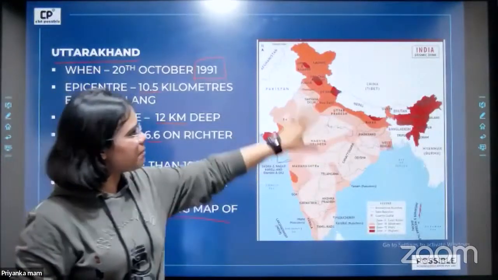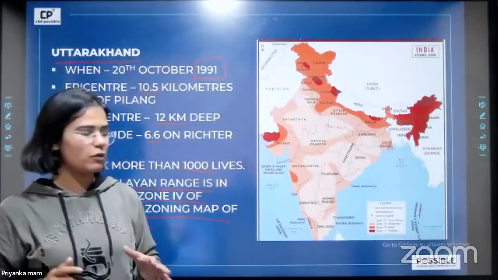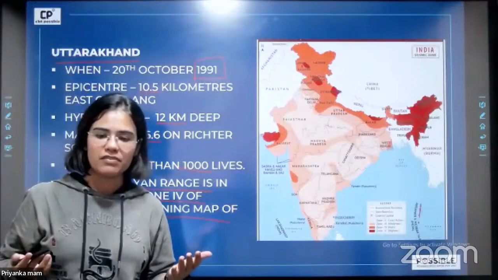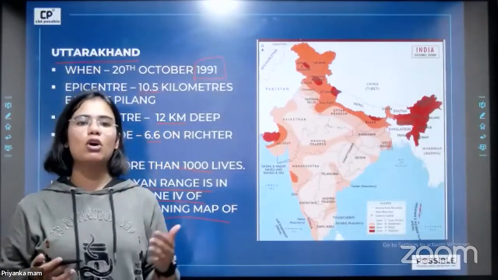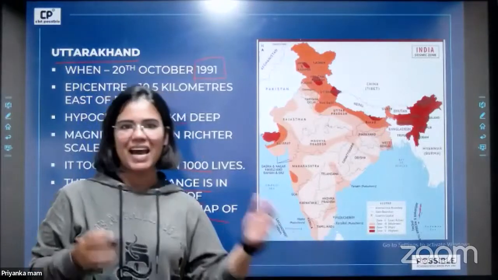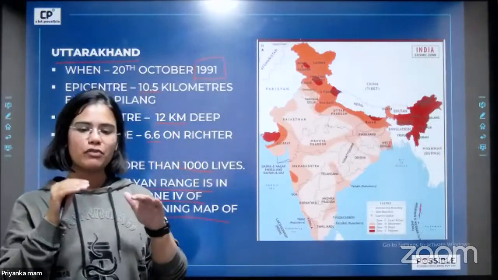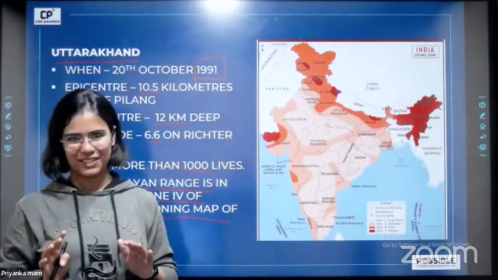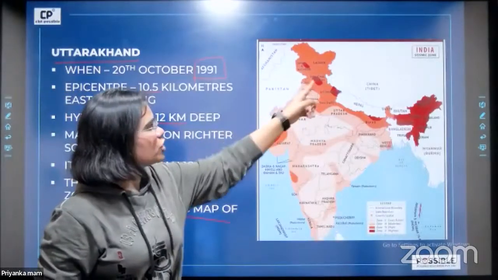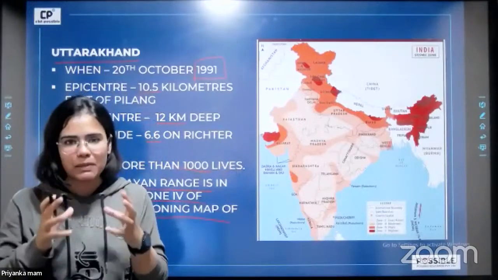So if you look at the map of India, this is the current map of India. We've divided India into many, many zones. How have we divided it? We've divided it because of the fact that we've seen a lot of earthquakes that have happened in the past, and we have a little bit of an idea as to the interior of the earth. So hence, if you look at this very, very dark portion. This is considered to be extremely severe.